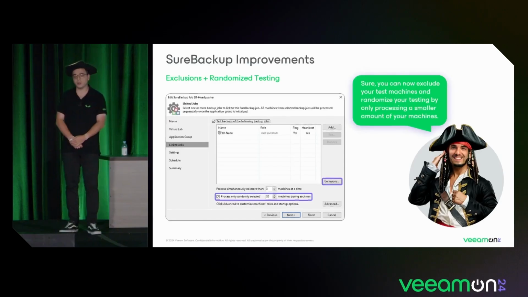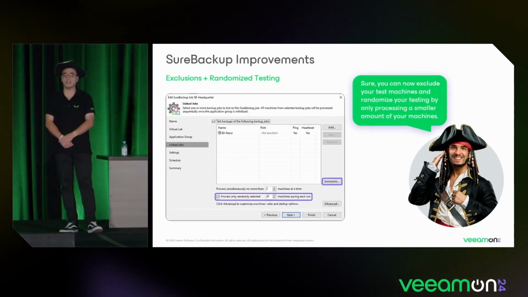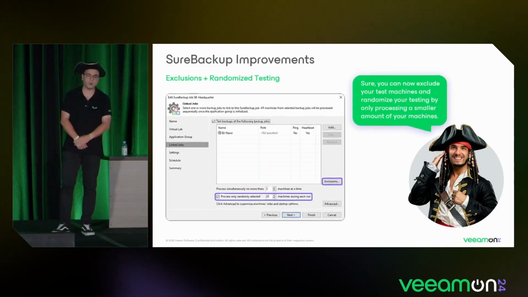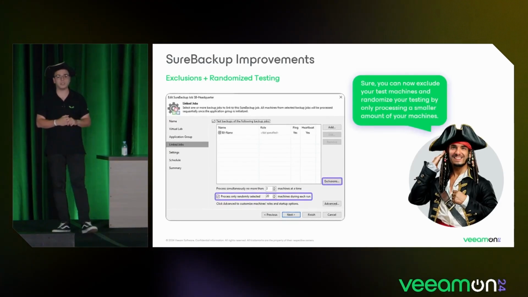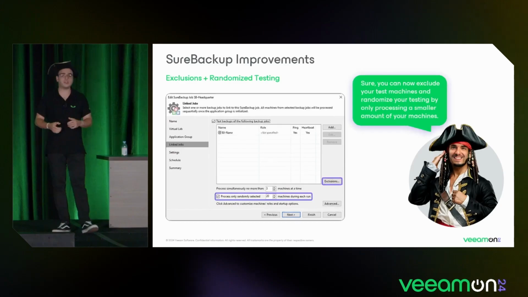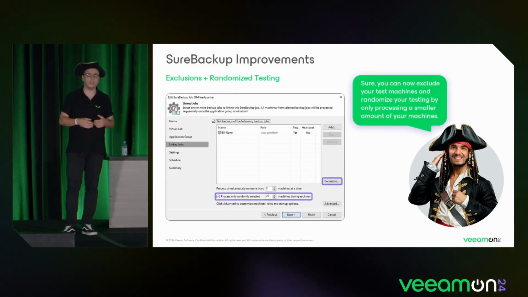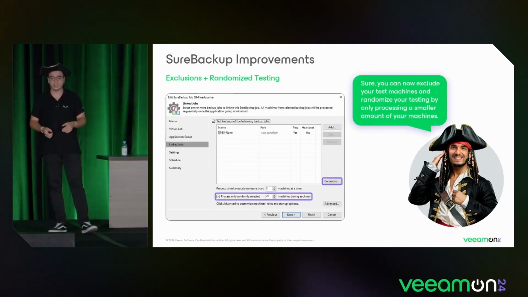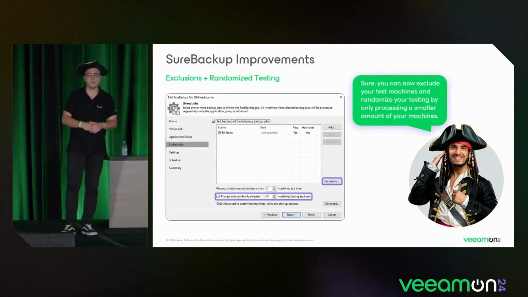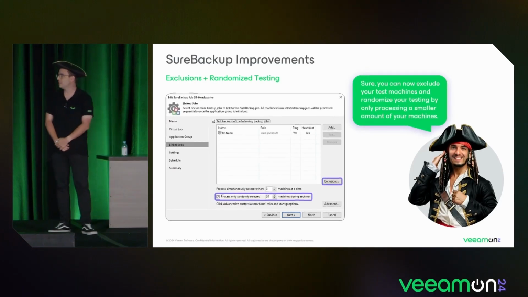There's also another option which came with version 12.1, something which was asked for in our forum for years. You can now exclude machines from testing. Let's imagine you have some test machines, your lab machines. You do not want to test them with the SureBackup job every weekend. So go to exclusions and just tell the job, I do not want to test this machine.